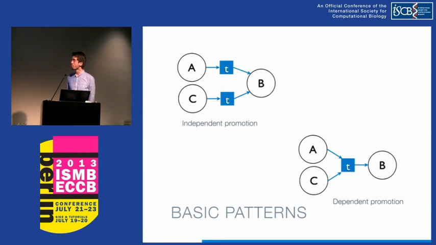Now we can explicitly, even graphically, represent independent promotions, like in this case, where A, for instance, can by itself promote the expression of B, or we can represent the case where A and C are both needed to promote the expression of B.